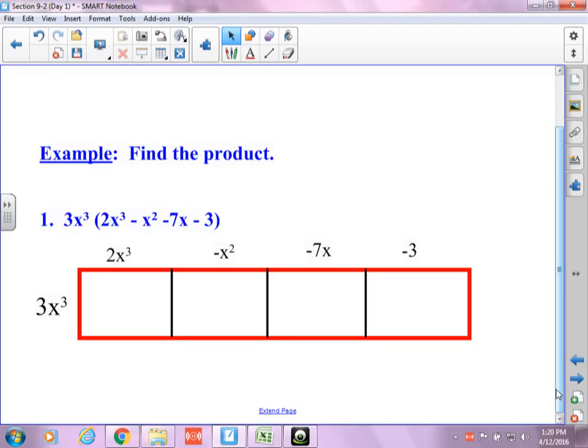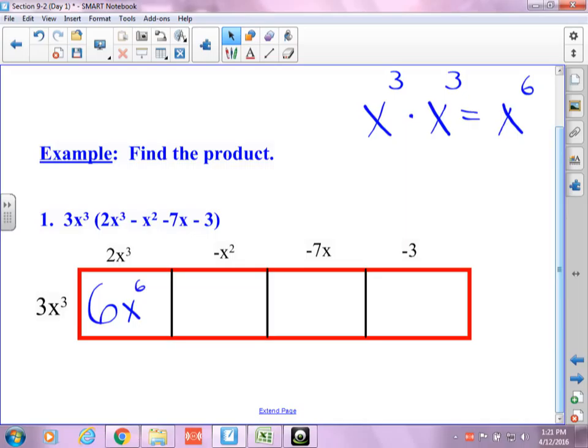So how we do this is I take 3 times 2 and I get 6, and then I get x. Now if I have x cubed and I multiply it by x cubed, I get x to the 6th because I add my exponents together. Do you remember when we did exponents? Now it's coming to haunt. So this will end up being x to the 6th.